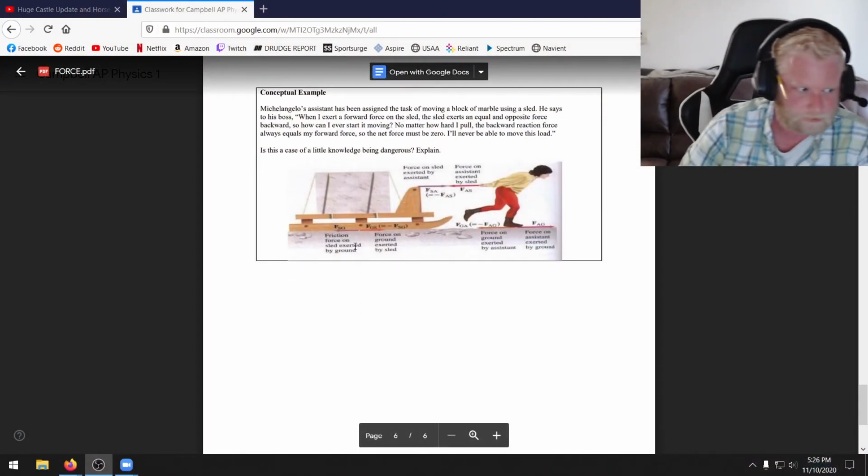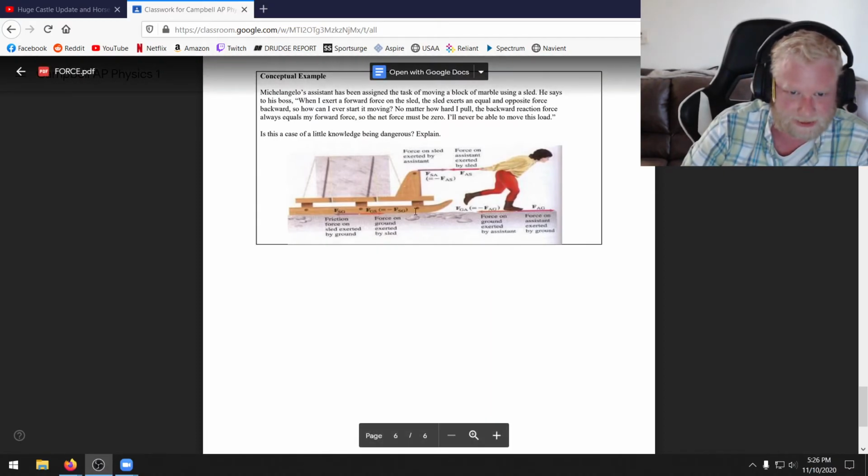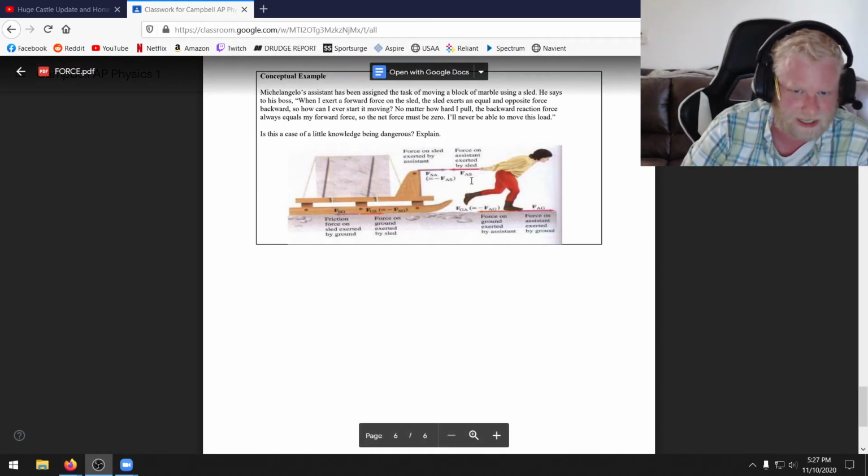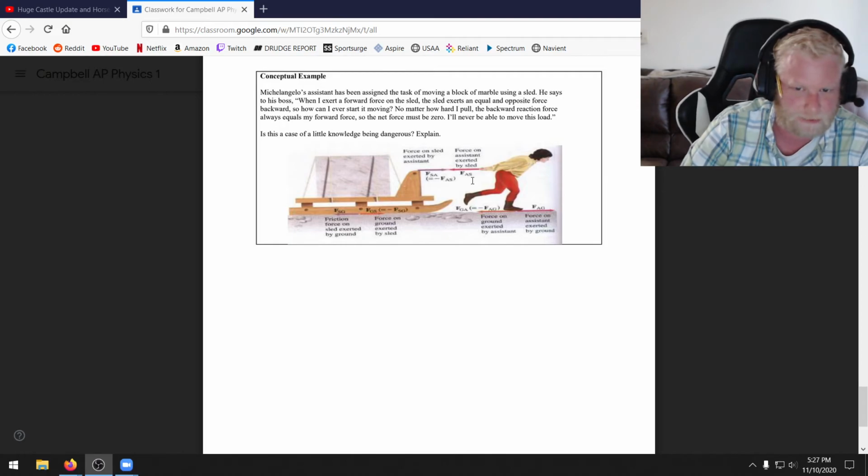Alright, so the thing with Michelangelo's assistant is he's assuming that he and the sled exist in a closed system, meaning that they're the only two objects in existence. If that were true, then yes, he wouldn't move. But again, there's always the possibility of having multiple action reaction pairs. So in this case, there's not just that action reaction pair between the assistant and the sled, there's also the action reaction pair between him and the ground. Right? He's exerting a force backwards on the ground, and the ground is exerting a frictional force forward on him.